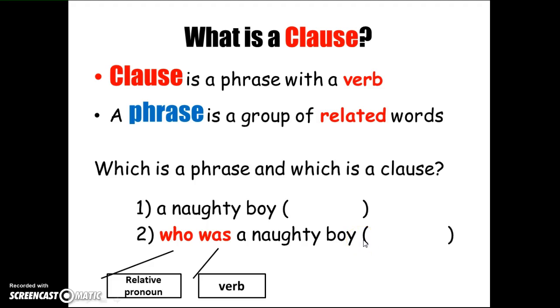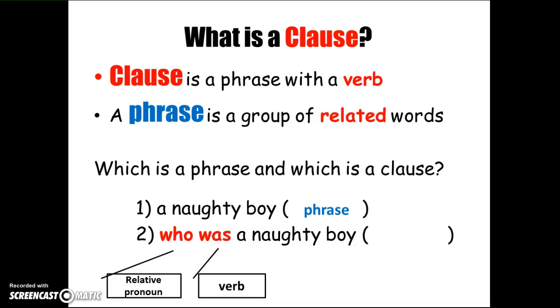So now that we have reviewed what relative pronouns are, let's look at what is a clause. A clause is a phrase with a verb, and a phrase is a group of related words. Take a look at the bottom. Which is a phrase and which is a clause? Number 1, a naughty boy. What is this?